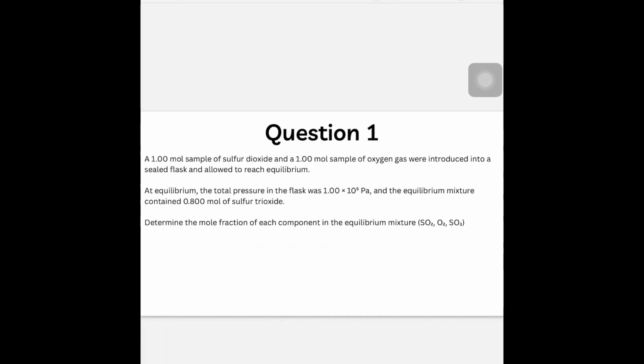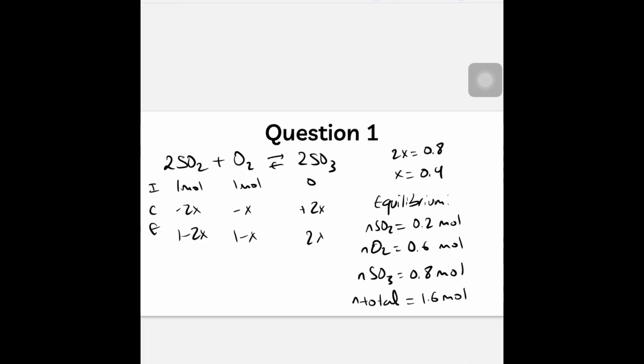Now they said that the equilibrium mixture contains 0.8 moles of sulfur trioxide. So at equilibrium, the 2x should be equal to 0.8. So x is going to be equal to 0.4. Substituting these by x, I will get the number of moles for the SO2, O2, and SO3, and I can find the total number of moles. Then I can use the mole fraction formula to find the values.